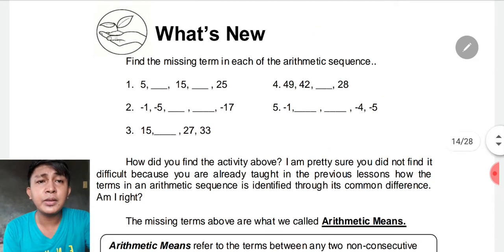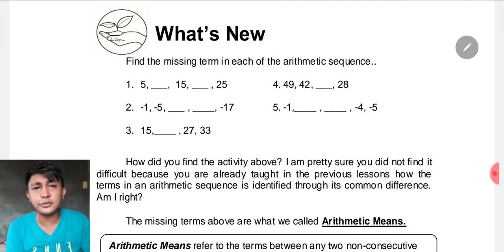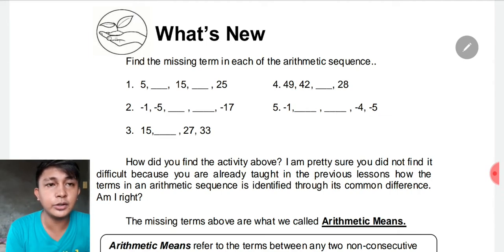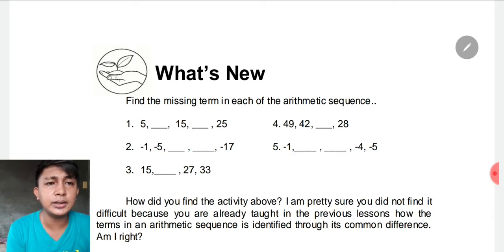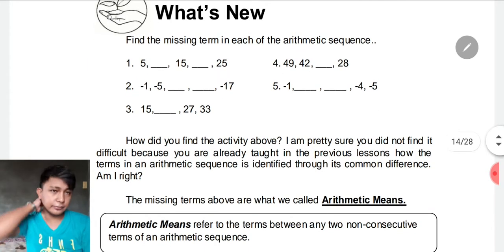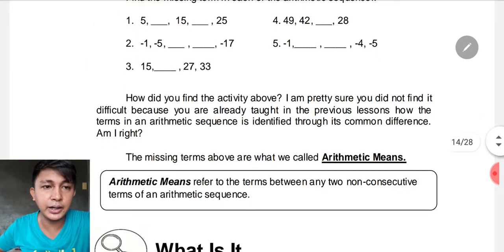Same is true with 15 and 25. We get their sum divided by 2, we have 20. The same goes for 42 and 28. Get the sum, we have 70. Divided by 2, we have 35. So these are easy.